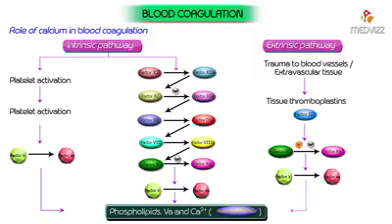Role of calcium in blood coagulation. From the study of the mechanism of blood coagulation, it is quite clear that except for the first two steps in the intrinsic pathway, calcium ions are required for the promotion of all the reactions. Therefore, in the absence of calcium ions, blood clotting will not occur. Thus, coagulation of blood can be prevented in vitro by removal of calcium ions.